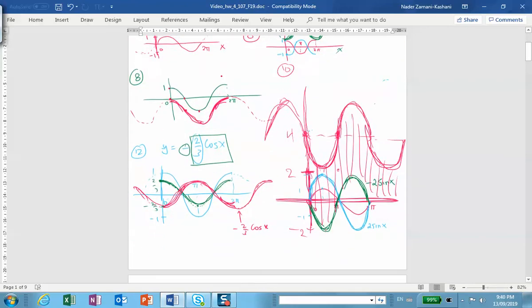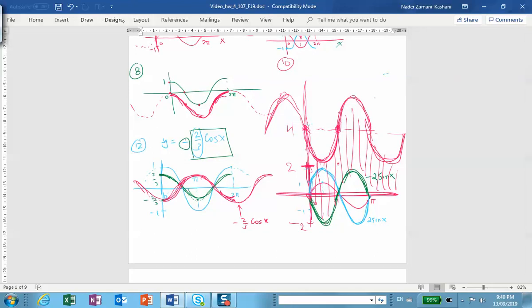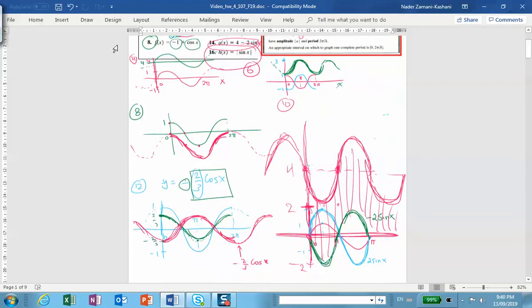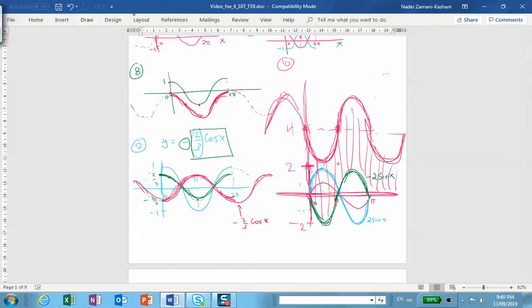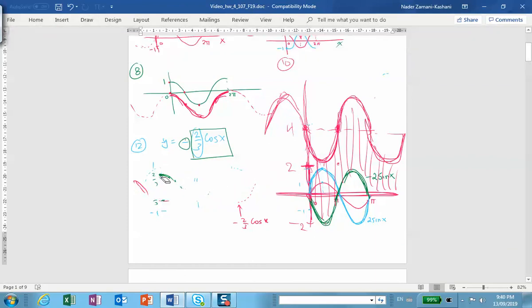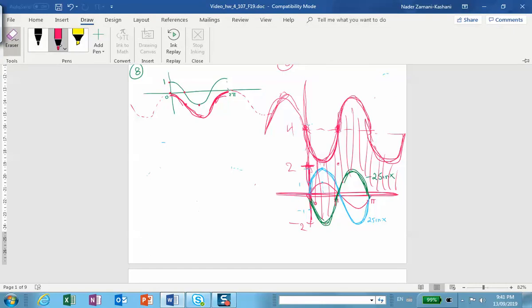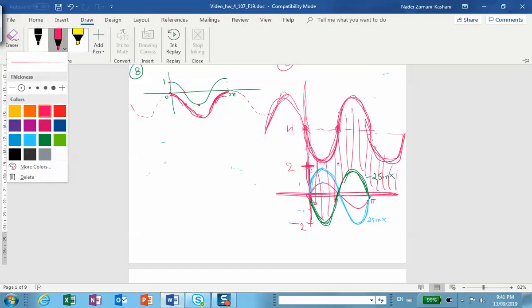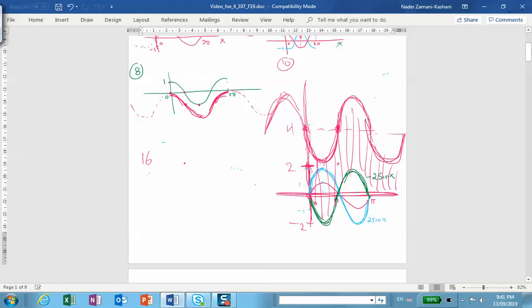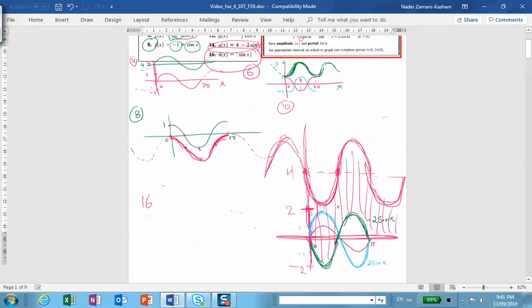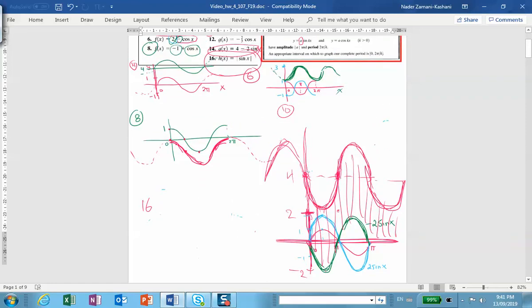What is it? This is number 16 we're talking about. Let me erase these. Remove this. Okay. 16 says, what is it? 2 sine of... or absolute value of sine of x. Absolute value of sine of x.